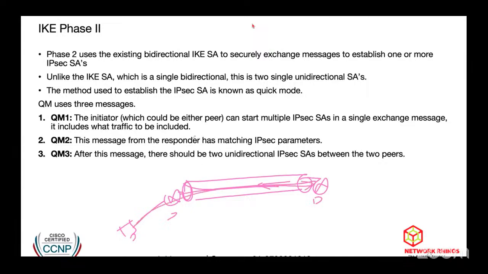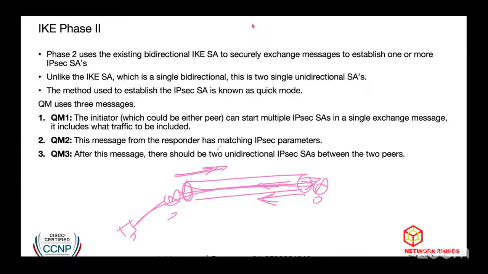So that's why in phase 2, they create 2 unidirectional tunnels. One this way and one this way, separately. Even if this way tunnel is down, no problem. I have the forwarding tunnel up always.